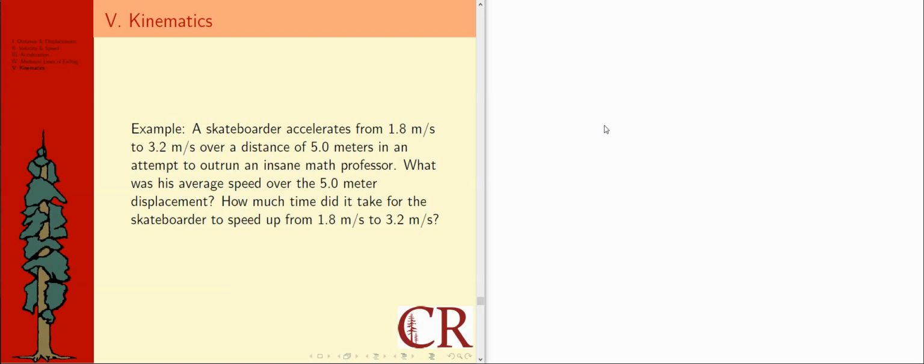A skateboarder accelerates from 1.8 meters per second to 3.2 meters per second over a distance of 5 meters in an attempt to outrun an insane math professor. Boy, that's an interesting situation there. But anyways, what was his average speed over the 5-meter displacement?